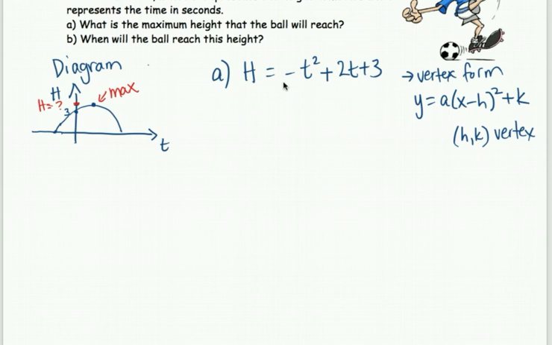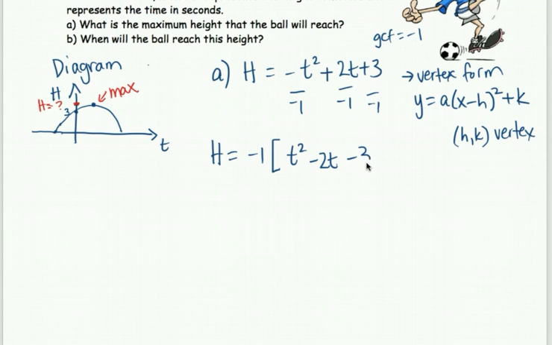Again, I see something out in front here, a -1, so I'm going to divide that -1 out. Think of that as the GCF, -1. Then write the factor outside, and then write whatever else is inside here. Negative makes positive t squared. This becomes -2t, and that becomes -3. From there, we're not going to factor this. We're going to create a perfect square here.